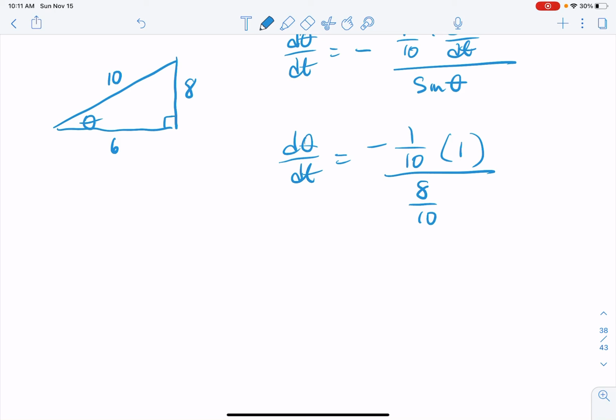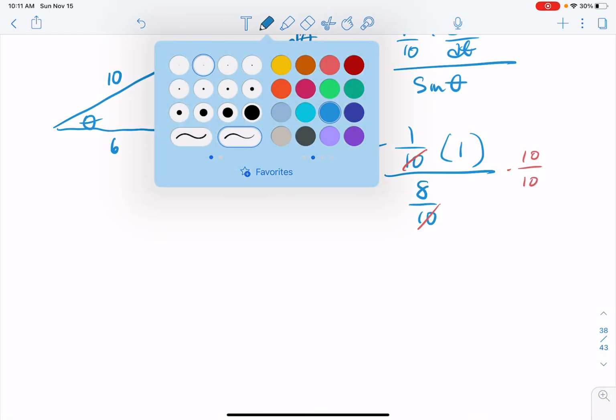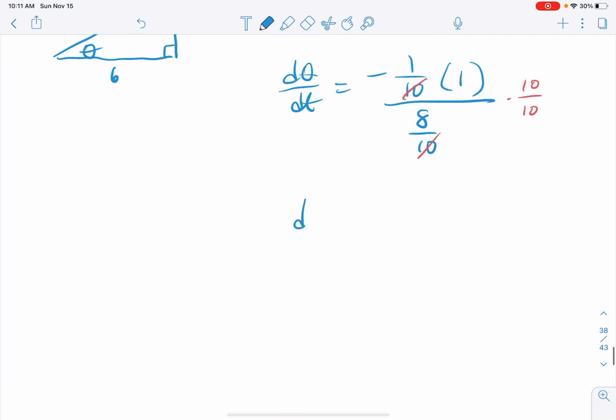Voila. All right, and then I want to cancel some stuff. I can just cancel these 10s down the bottom. Essentially, it's like multiplying this by 10 over 10. And then I get d theta dt is equal to negative 1/8.